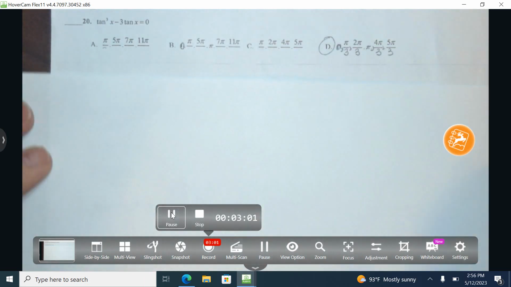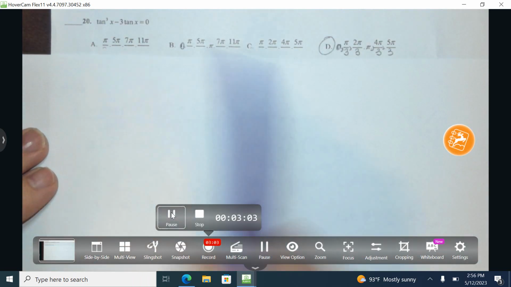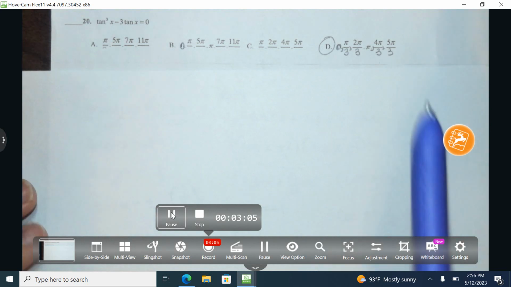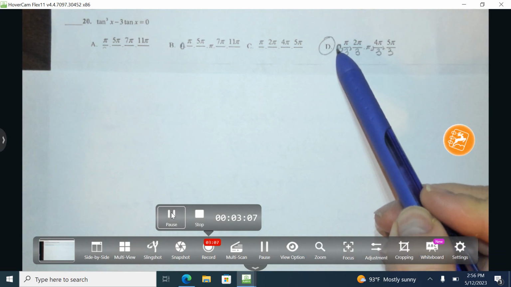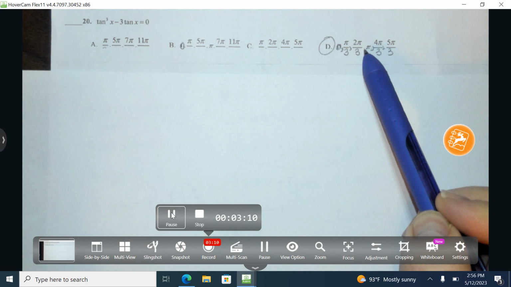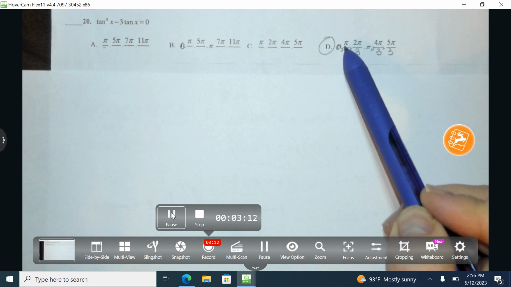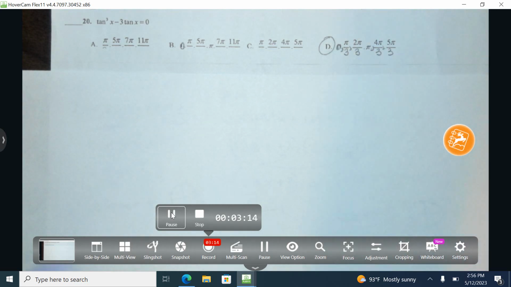Unfortunately, when I copied things here, I actually accidentally put this up too high. So here are the answers. We have 0 pi or 0 and 1 pi. And then here's your 1/3 pi, 2/3 pi, 4/3 pi, and 5/3 pi for option D.